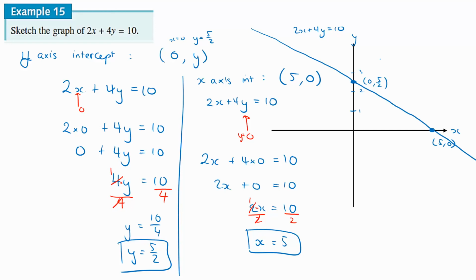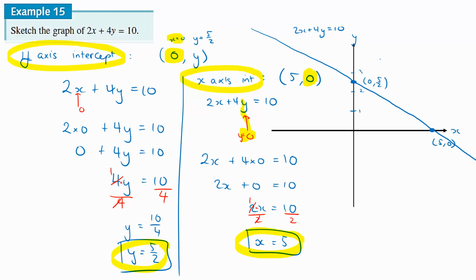So all I did, I'll just remind you what I just did. I said, when x is 0, find y. That's to find the y-axis intercept, because x is always 0. Whereas for the x-axis intercept, I know that the y-coordinate is always 0. So I sub 0 in, and I just tried to solve for x. Once I got the 2 coordinates, where y equals 5 over 2 and x equals 5, I joined the 2 coordinates, and that gives me the picture of my straight line. I'm going to use this method consistently throughout the PowerPoints, but that's all you have to do.